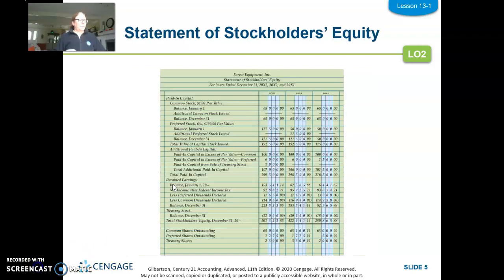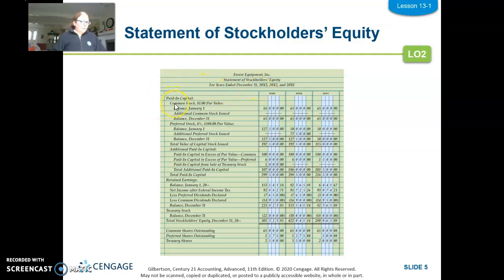The next financial statement we have is the statement of stockholders' equity, and it is on page 370 in your textbook, and you have a Blackline Master. Heading again: who, what, when, and the when is again 3 years of information, so for the years ended December 31st.